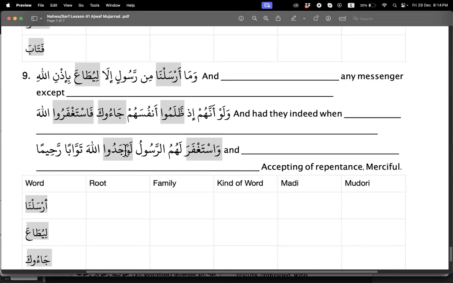Wajada is one of the words that have two maf'ul basically. So lafzul jalal is the first maf'ul, and then tawaban is the second maf'ul. And then what do you think about this one? Rahiman. Rahima is the sifat of the tawaba.